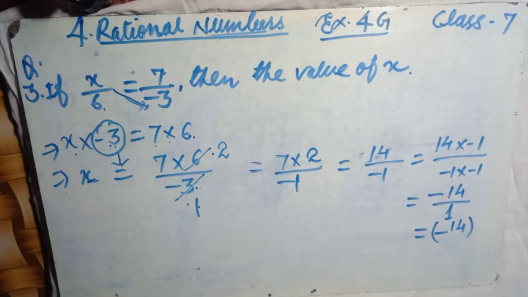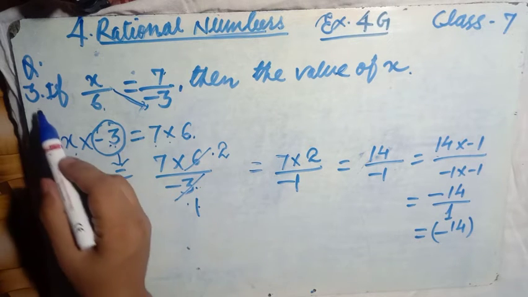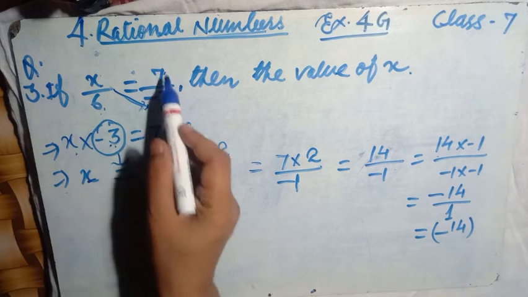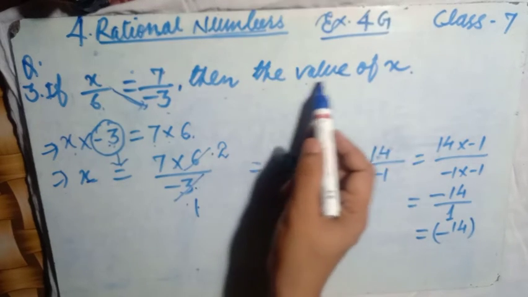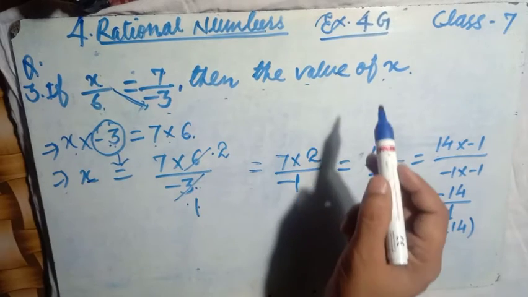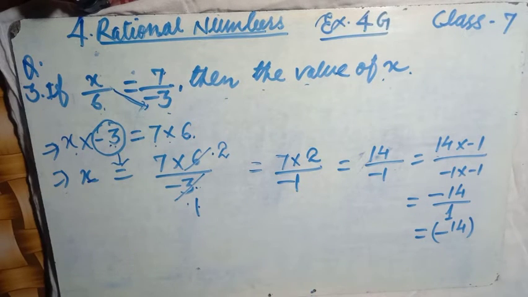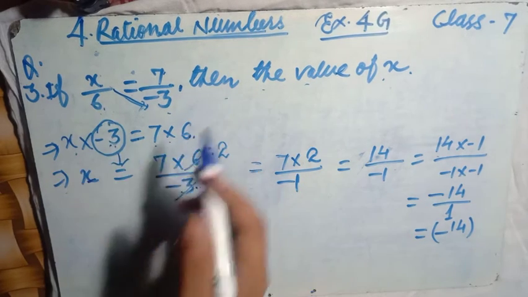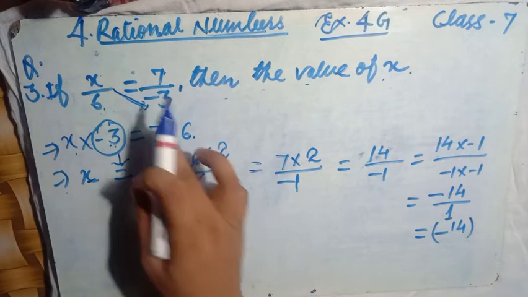So, students, we are present over here to cover exercise 4G, rational numbers, chapter number 4, class 7. So, get ready to learn. Yes, we have taken question number 3. If x by 6 is equal to 7 by minus 3, then find the value of x. It has 4 options. First find the value of x, then match which option is correct.